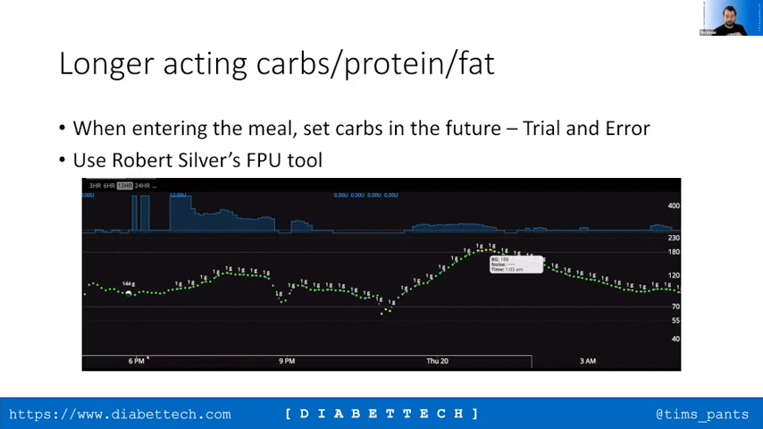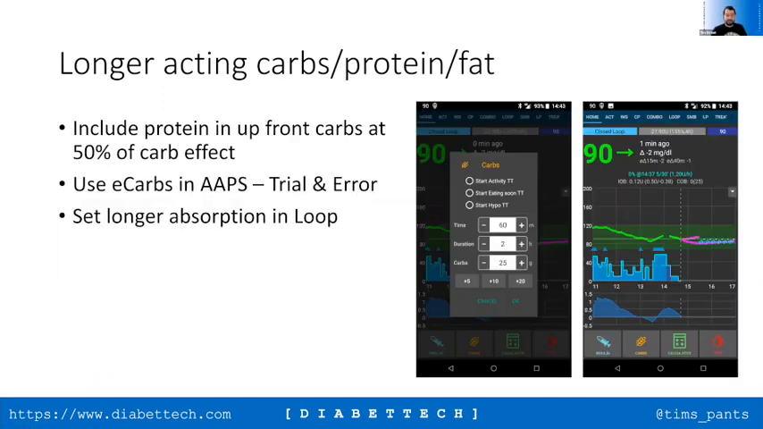Now, I've mentioned Robert Silver's FPU tool. That's a really useful way of distributing carbs over a long period of time. But if we go to how you can enter this stuff, there are different ways of doing it. You can either use a longer absorption in Loop. So if you're putting in something like a pizza, you might put 5 or 6 hours absorption into it.